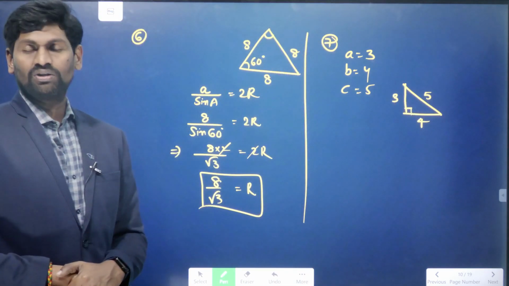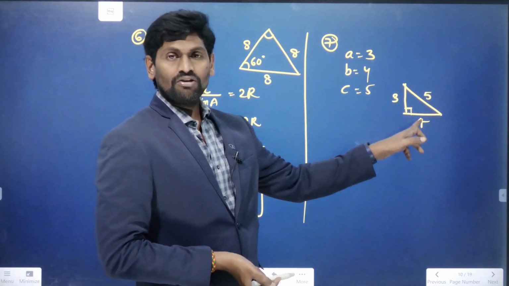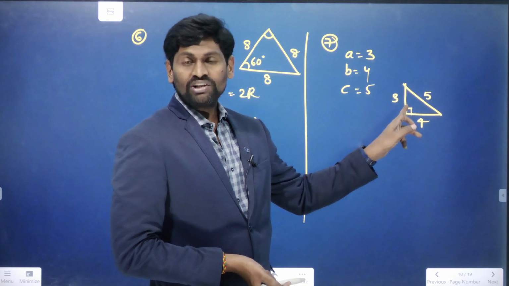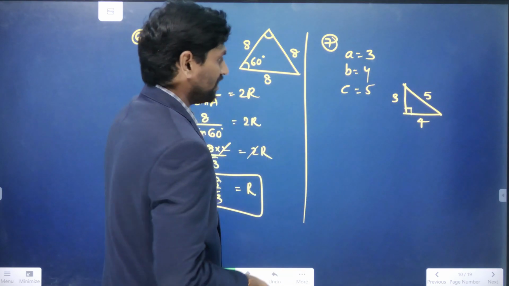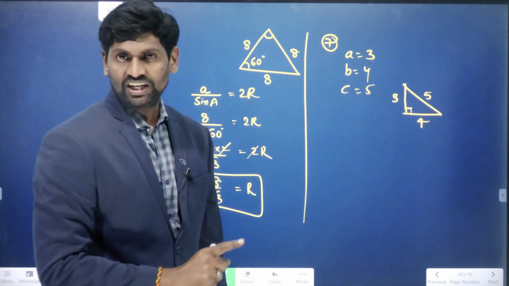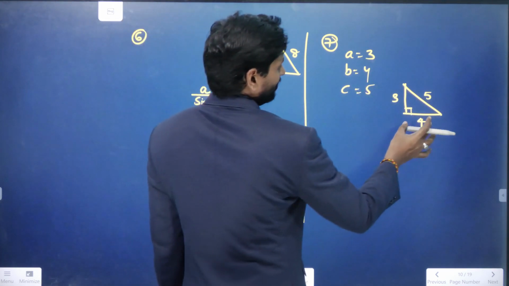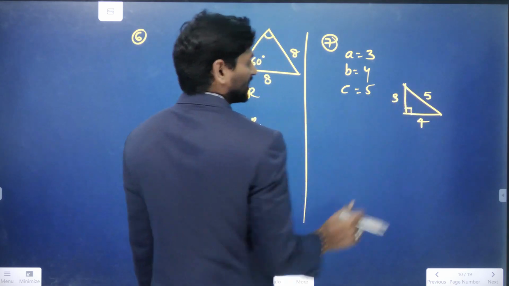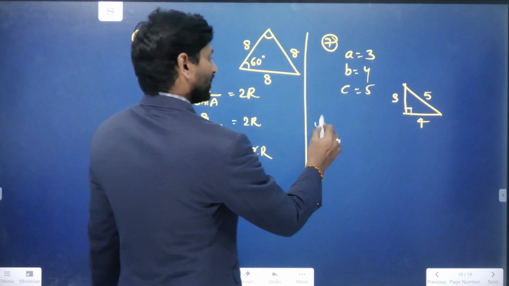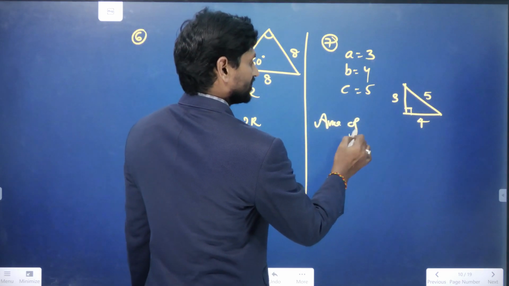3 square plus 4 square is equal to 5 square. 3 square value is 9, 4 square value is 16, 9 plus 16 is 25. 25 is nothing but 5 square. Now from this, we are identifying that 3, 4, 5 are the measurements of a right angle triangle. From this right angle triangle, we can consider 4 as base and 3 as height, or 3 as base and 4 as height. So what is the area of a triangle formula?